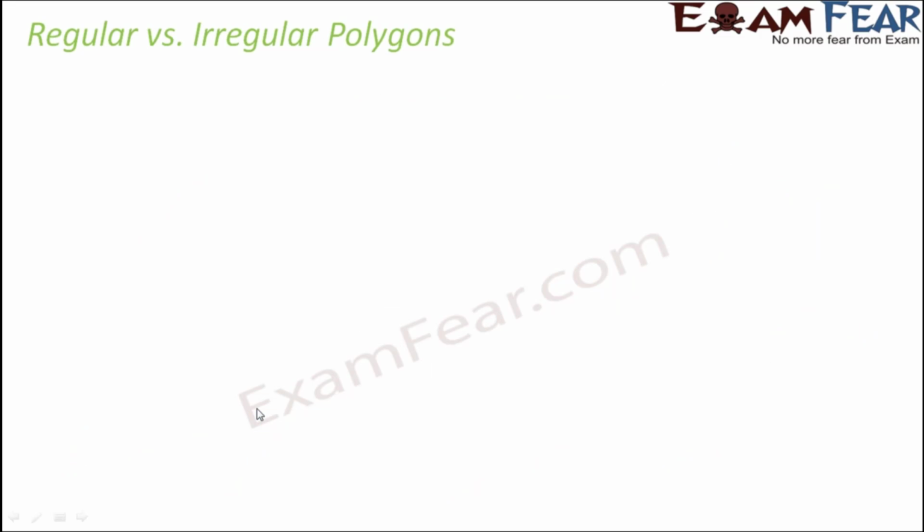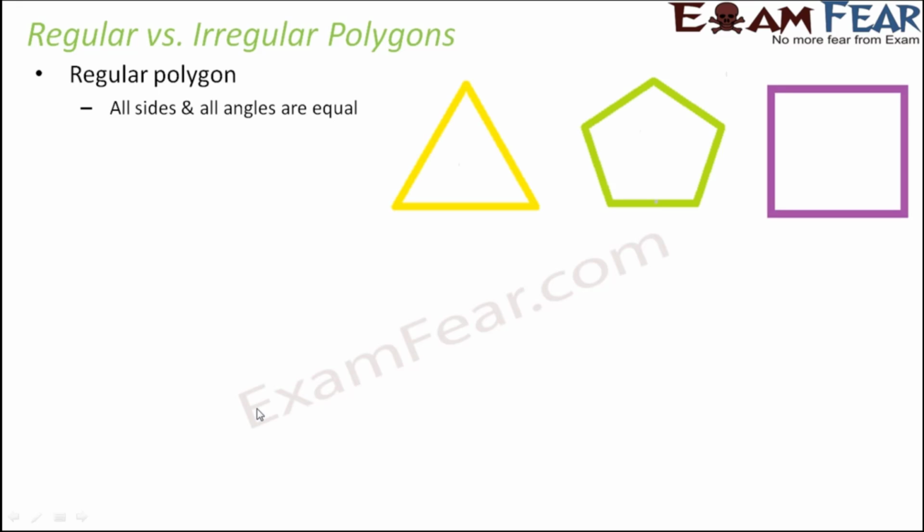Now let's talk about regular and irregular polygons. So when we talk about polygons, there are 2 categories again. Regular polygons where all sides and all angles are equal. So can you tell me an example of a regular polygon which we have discussed some time back? Absolutely. Equilateral triangle. So equilateral triangle is an example of a regular polygon. Why? Because in an equilateral triangle, all the sides are equal, all the angles are also equal. So this is an example of regular polygon.